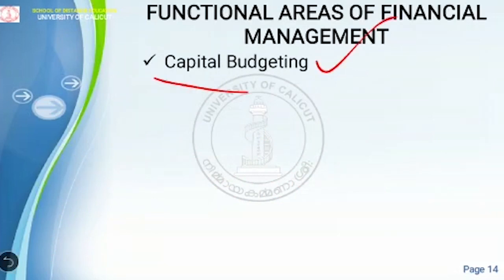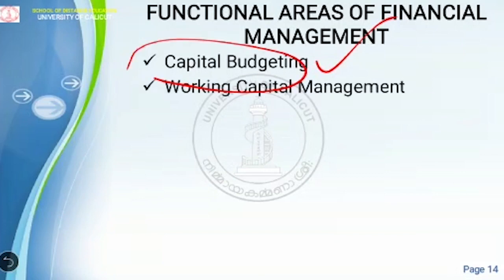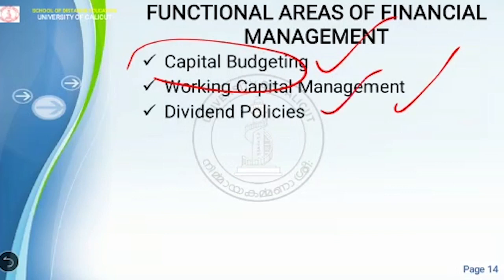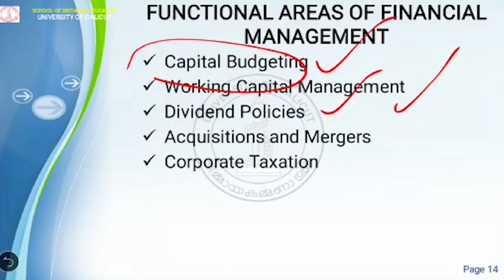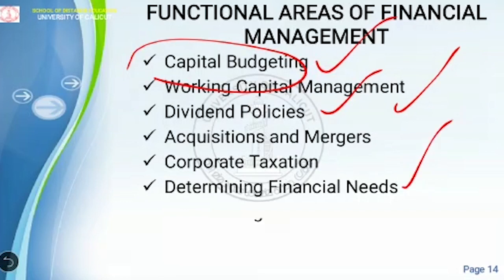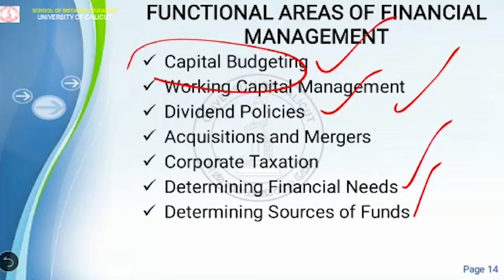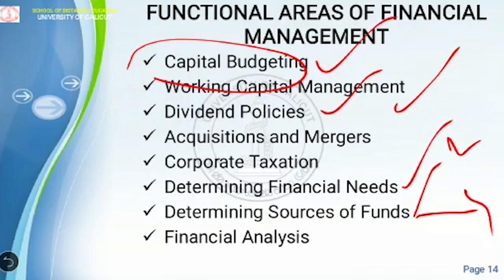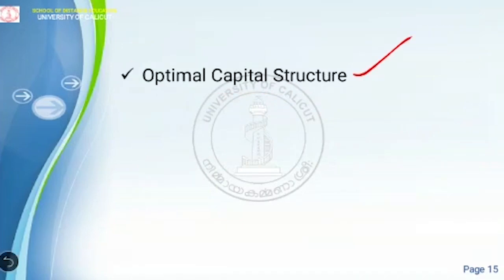Then functional areas can be broadly explained once again like this: capital budgeting decisions. Capital budgeting decision will be discussed in our next class, next video lecture. Working capital management is another chapter in your topic. Then dividend policies, relating to dividend distribution or not. Then acquisitions and mergers, corporate taxation of the organization, determining the financial needs, determining the sources of fund, long term and short term sources had to be discussed. Then analysis of the financial statements, financial condition of the organization, future needs and future financial conditions of the organization. Then optimal capital structure should be formed.